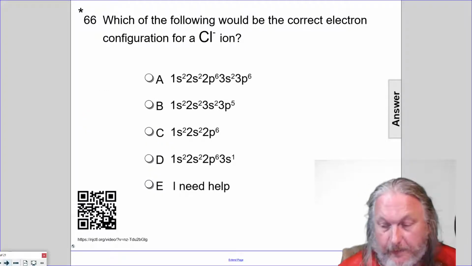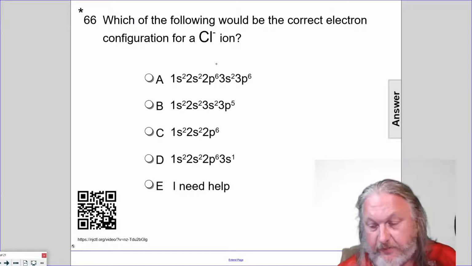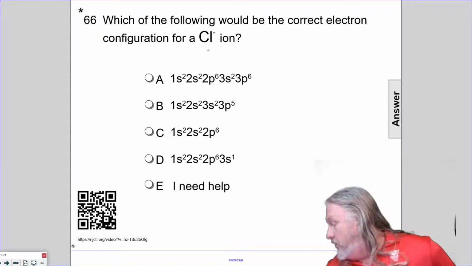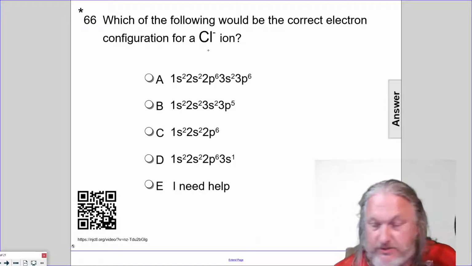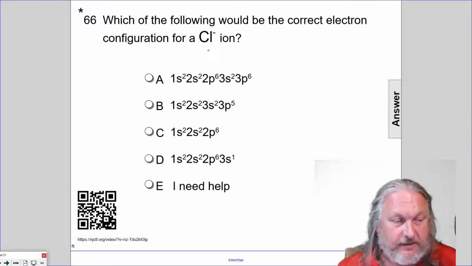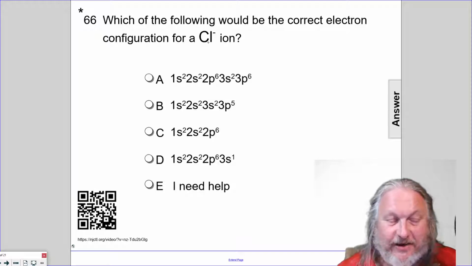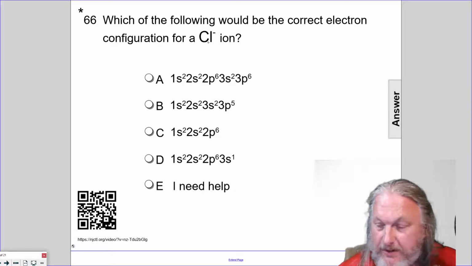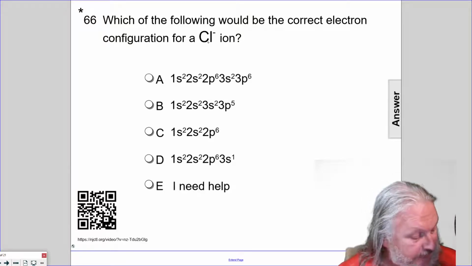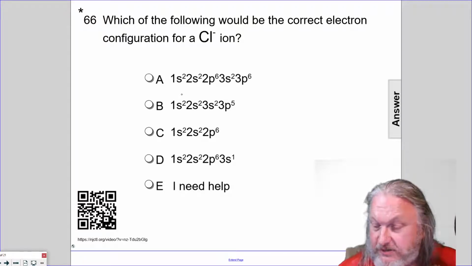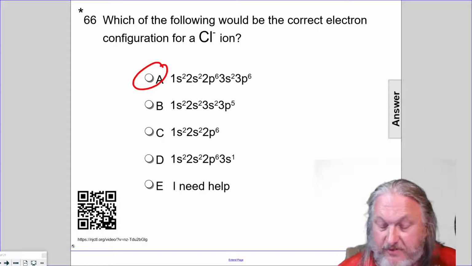Which of the following would be the correct electron configuration for a chlorine 1 minus ion? So chlorine is 17. What the negative means is that it added an electron. So instead of 17, it now has 18. So if we look at this, it's going to be 2, 4, 10, 12, 18. Everything's in order. That would have to be A.